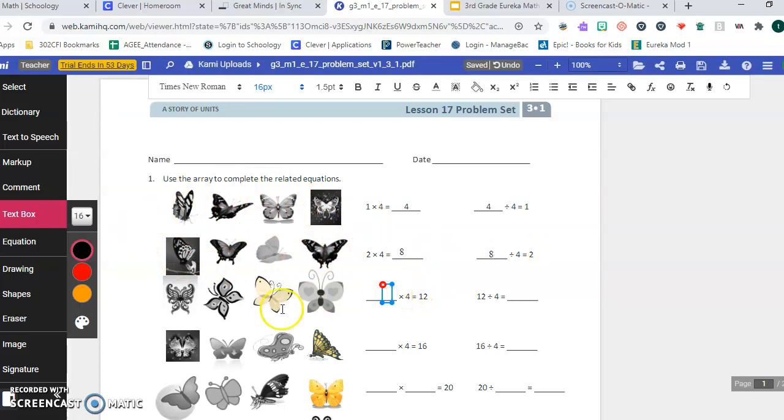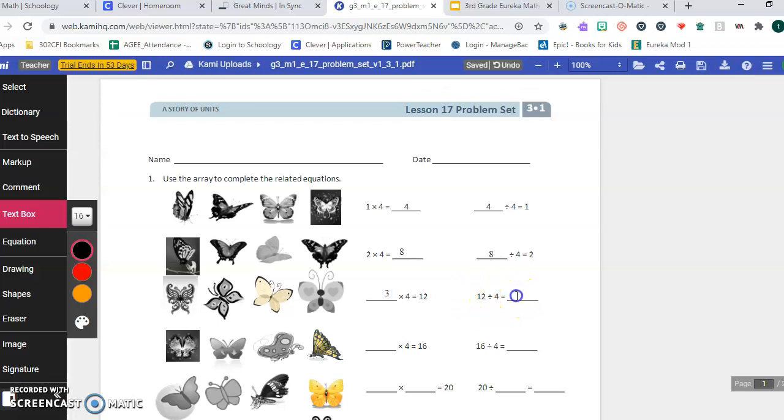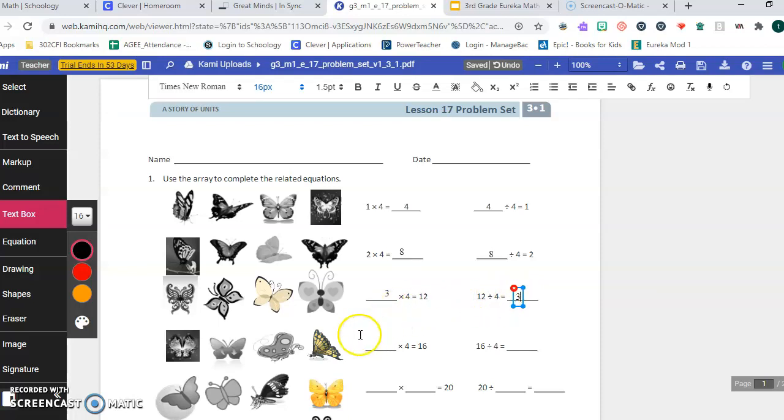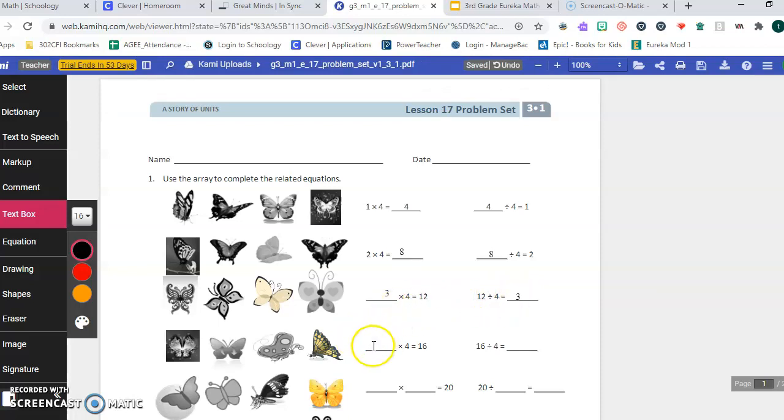Okay, next. I've got one group of 4, two groups of 4, three groups of 4. So my number of groups is 3. 3 groups of 4, or 3 times 4, is 12. I'm starting with the total, 12 divided by groups of 4. So that's my group size. How many groups do I have up to this point? I have 3.